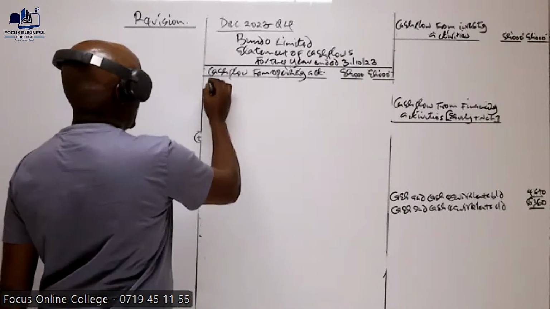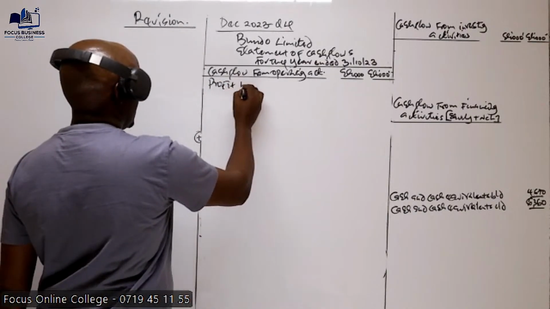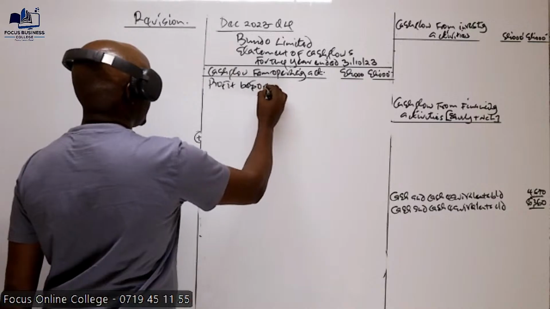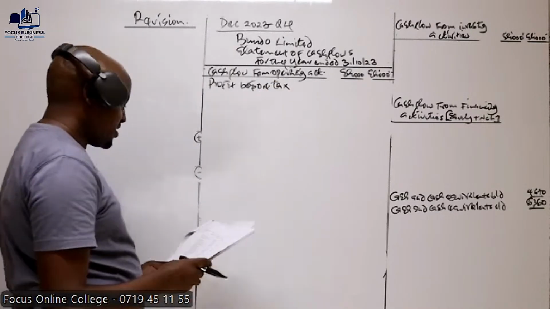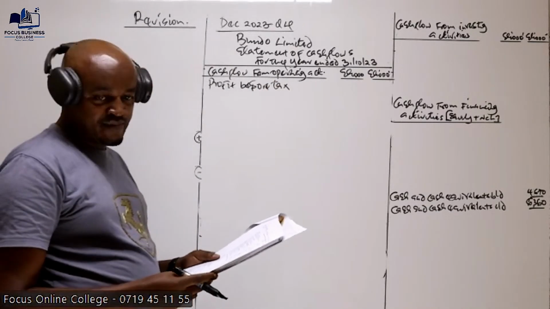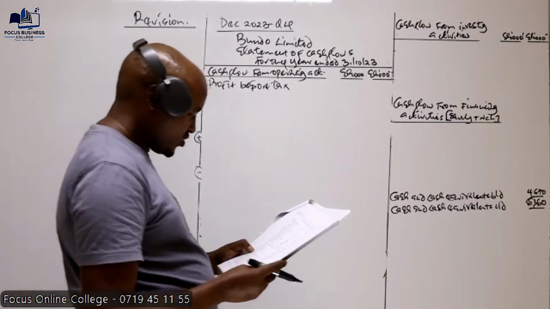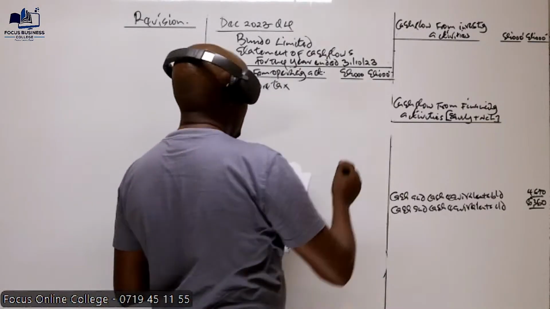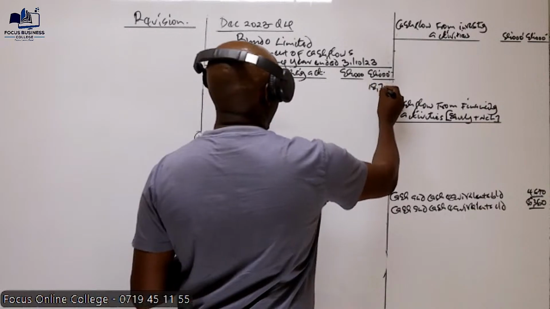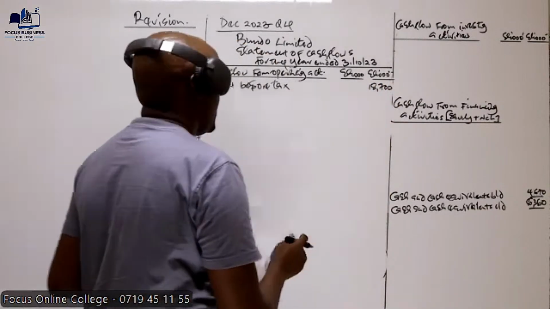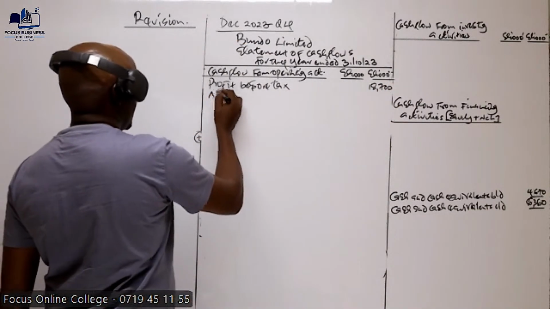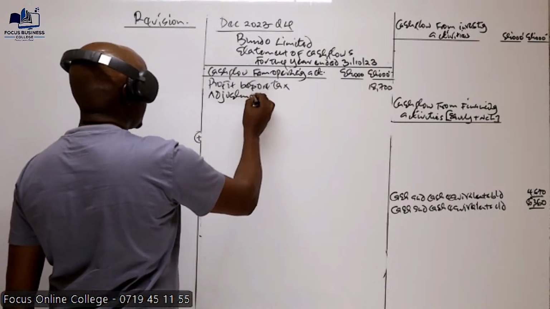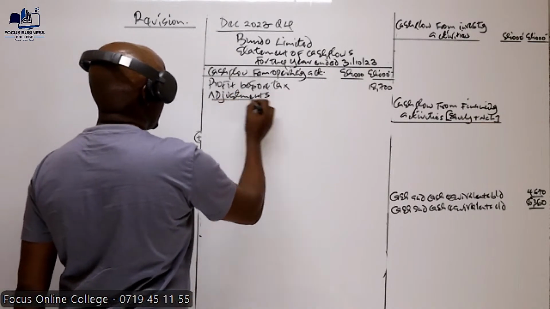So let's record the profit before tax. Where do we get this one? We get this from the income statement, which is just above the additional information. The profit before tax is 18,700. And then we make a number of adjustments to this profit.